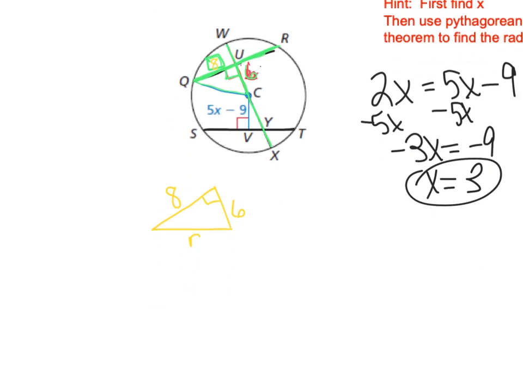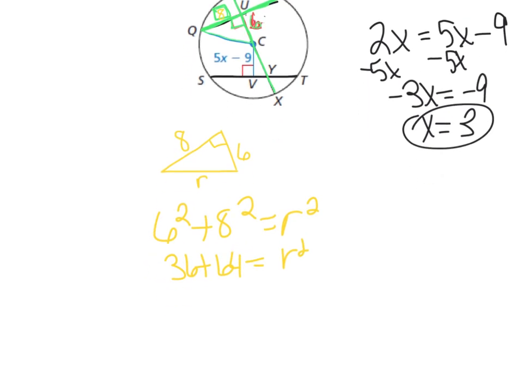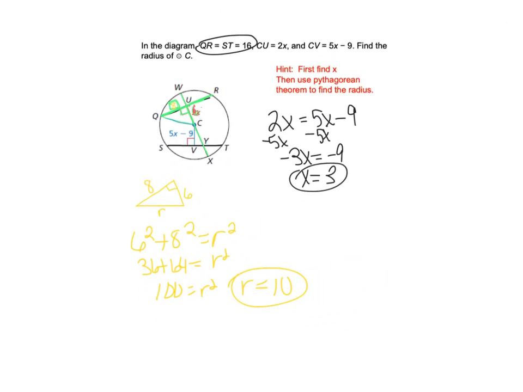Well, if I have a right triangle and I want to find the hypotenuse, I can use the Pythagorean theorem. So I can say 6 squared plus 8 squared equals r squared. So I'd have 36 plus 64 is r squared. I'd have 100 equals r squared. So r equals 10. So the radius of my circle is 10.